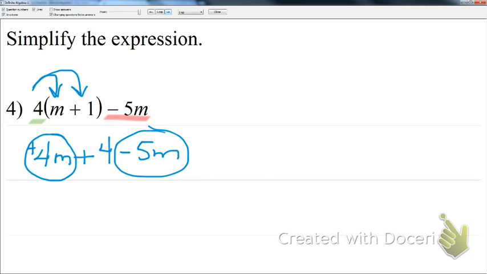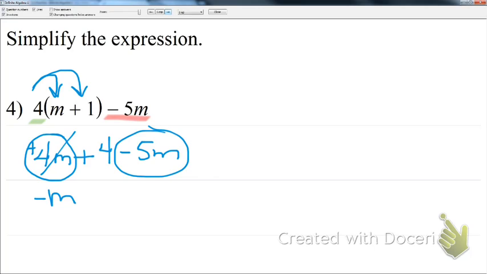So use your rules of integers. If they're same signs we add, opposite signs subtract. These are opposite signs, but the bigger sign wins. 5 is bigger than 4, so your answer would be negative m. You could have put negative 1m, but remember in algebra we don't usually like to write the coefficient of 1. But if it is negative, you still must have that negative sign there.